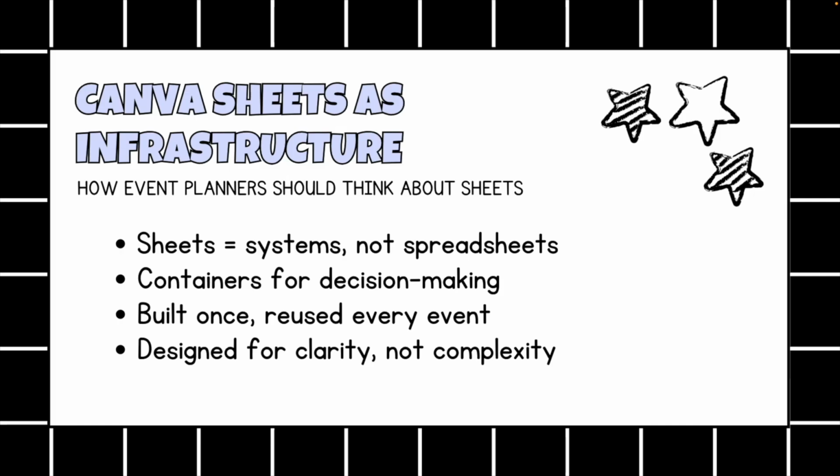I like to say these are containers for decision making. And the goal is to build them once and reuse them for every single event, just like what we did last week. Right? We want clarity, not complexity. Keep it simple enough that you'll actually use it, right?